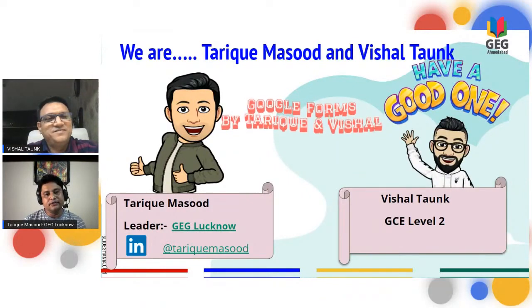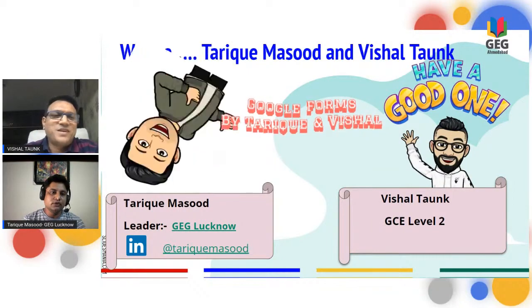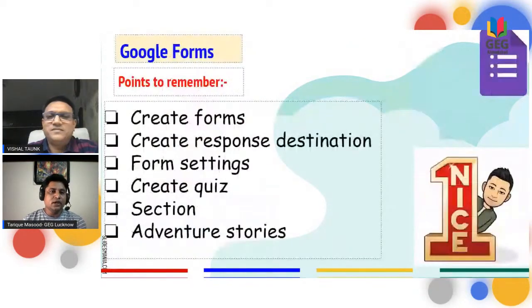As we have introduced ourselves, this is Tariq Masood along with my co-presenter Vishal Tong for this Google Form. So what we are going to learn today: first of all creating a form, and then after creating the form, response destination, form settings, creating a quiz, going to sections, and with the help of sections, going to the adventure stories. These adventure stories are really beautiful to see. Today we'll be diving a lot deeper to create adventure stories using sections.